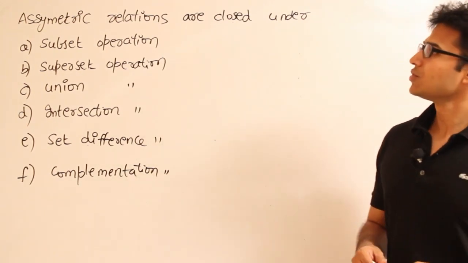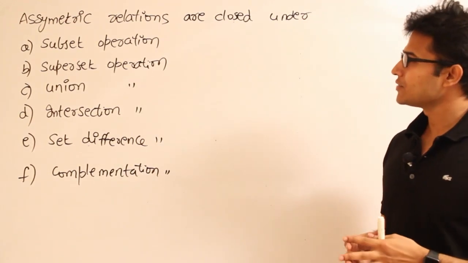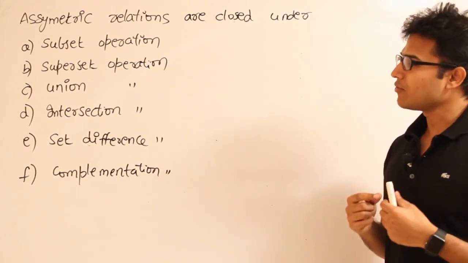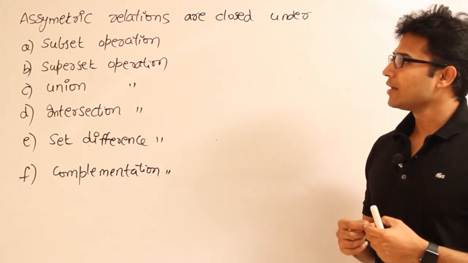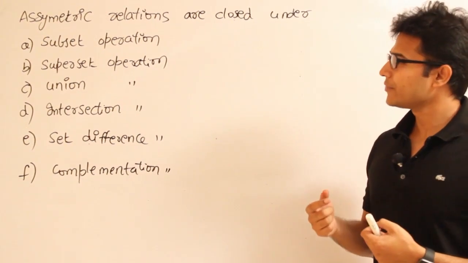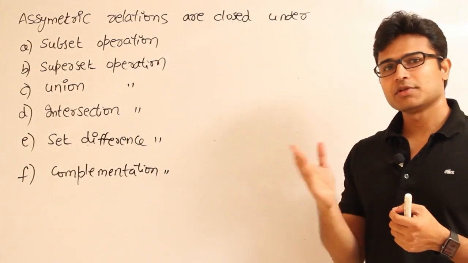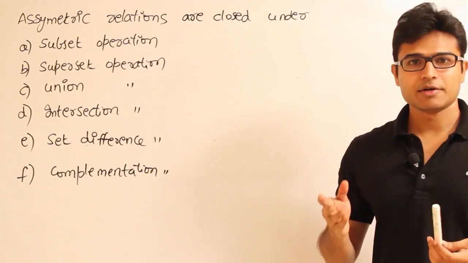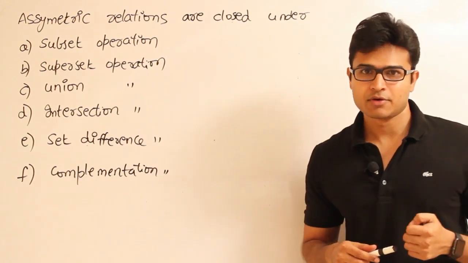Now we are supposed to show whether asymmetric relations are closed under these operations or not. What we are trying to see here is, if we take a relation which is already known to be asymmetric and we apply any of these operations, what happens to the resultant relation? What type of relation is it, asymmetric or not? That is what we are supposed to find out.